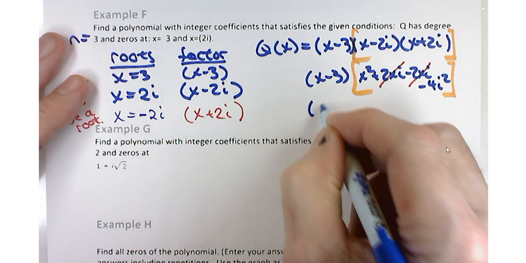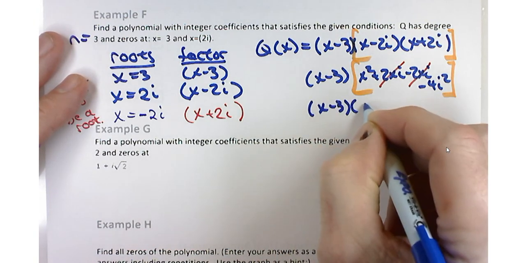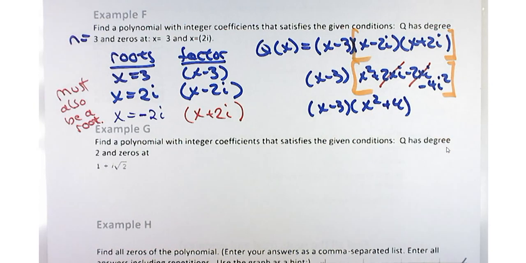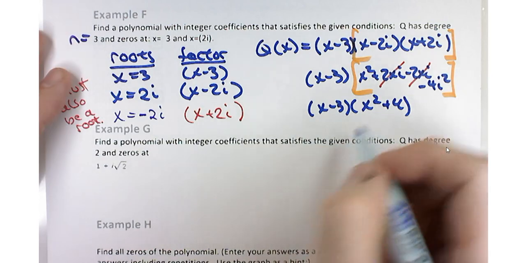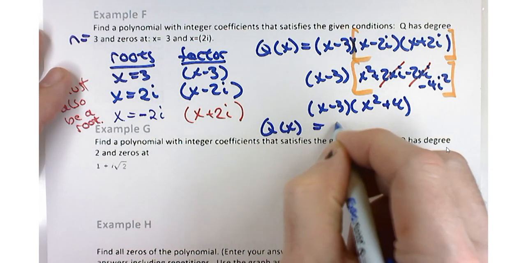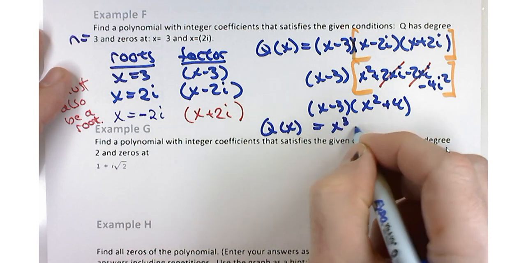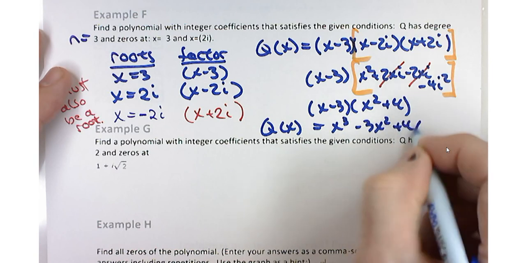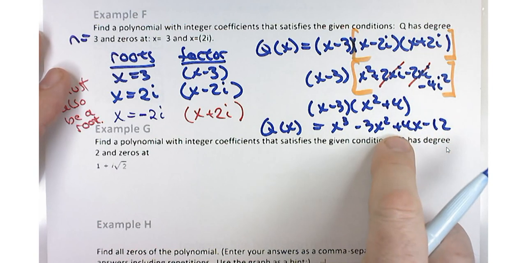Becomes a positive 4. So x minus 3 times x squared plus 4. And now it's just a matter of distributing. I'm not going to use FOIL in the exact order, but it still will get me to the right place. I'll get an x cubed minus 3x squared plus 4x minus 12. And that is your final answer.